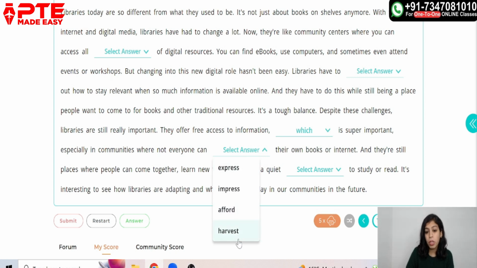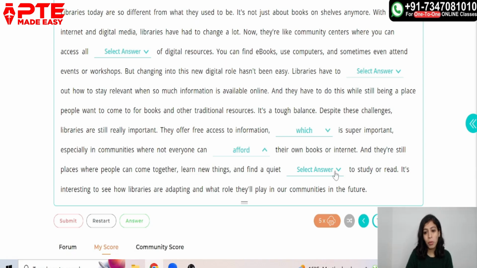Let us look at the options. All the options have first forms. So where not everyone can dash their own books or internet. Express is not the right word here. They are not going to express their books or internet. They are not going to impress their books. That is not the right one. Where not everyone can afford. So afford is going to come. Now try doing first, second, and fifth one.